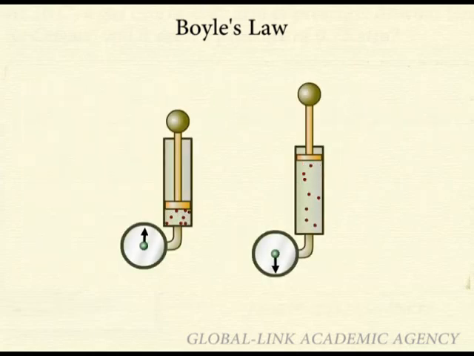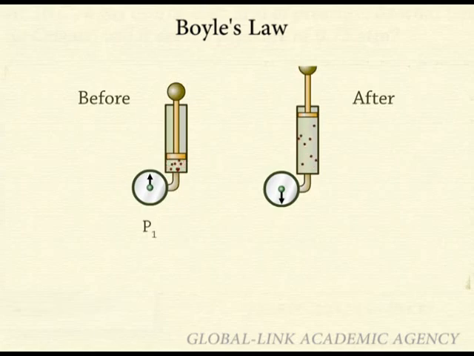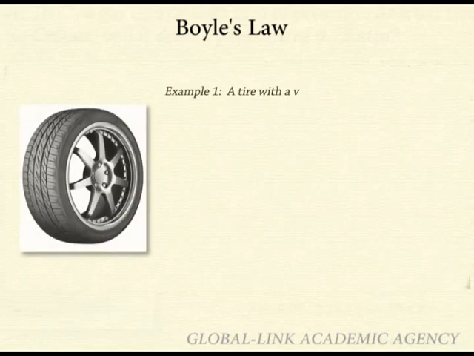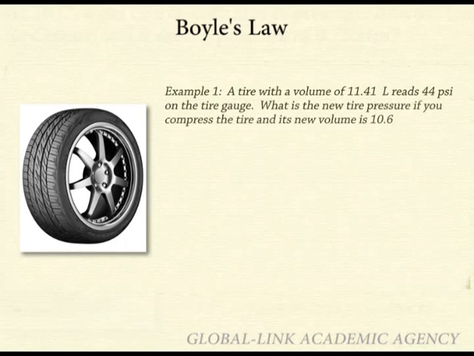Now, very often, Boyle's law is used to compare two different situations, a before and an after. In that case, we can say P1V1 is equal to K and P2V2 is also equal to K. Combining these two, we shall have P1V1 is equal to P2V2. Let's take an example. A tire with a volume of 11.41 liters reads 44 psi, that is pounds per square inch, on the tire gauge. What is the new tire pressure if you compress it and its new volume is 10.6 liters?